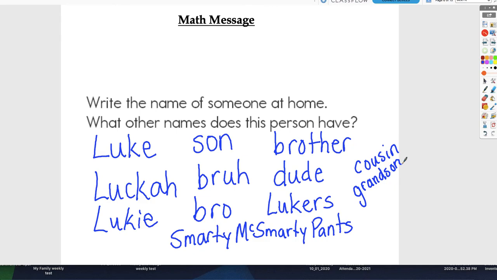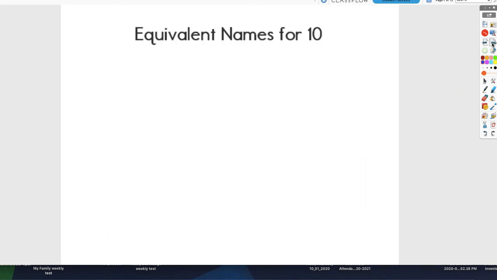But my point is that we all have a bunch of different names. Numbers are the same way. We've been practicing that with our morning meeting where we write all those different ways to say that number. So let me click on my next screen here. Today we're going to come up with different ways to name the number 10. We'll start with something easy. We'll just use 10.